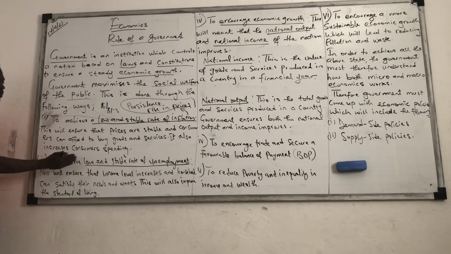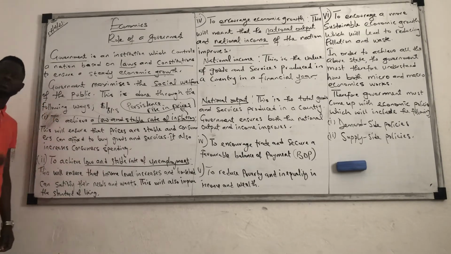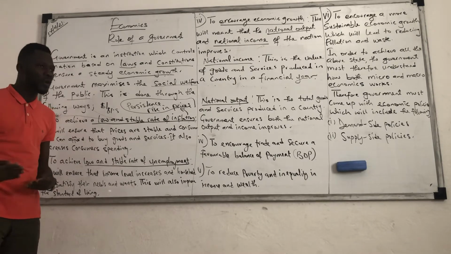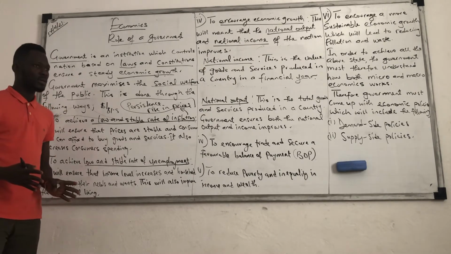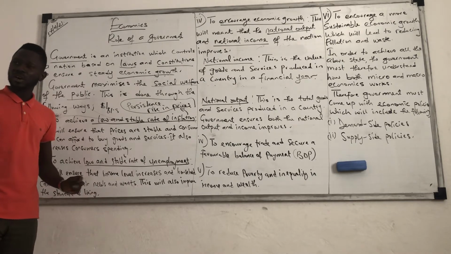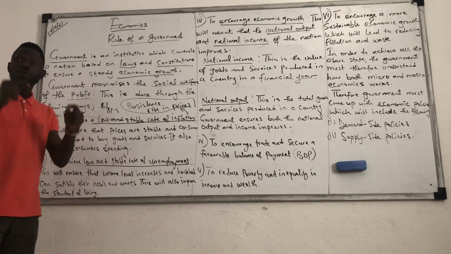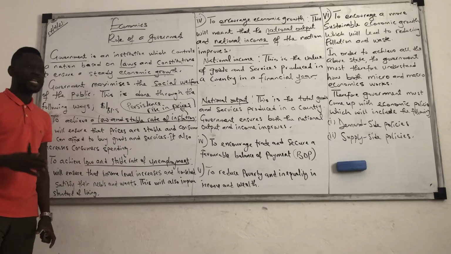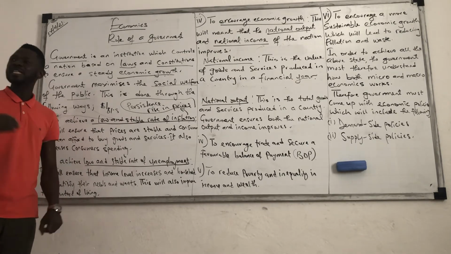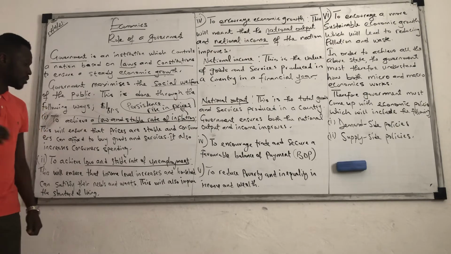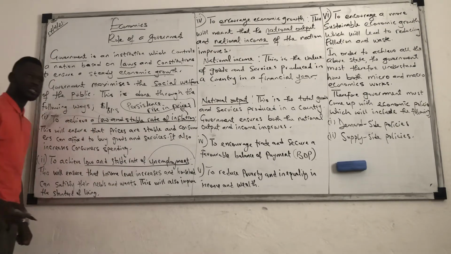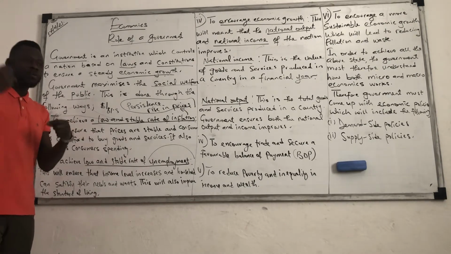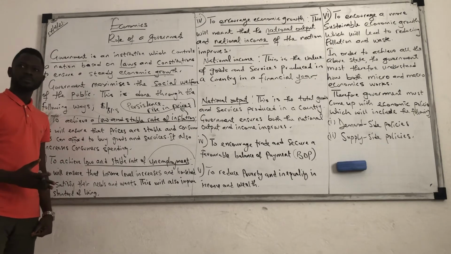The second one, to achieve low and stable rate of unemployment. What is unemployment? Unemployment is a situation whereby people that are willing, able, and qualified to have a job cannot get a job. Unemployment means that people who are capable and qualified to get a job, and are within the age to get the job, can't find a job. So when this happens in an economy, we call it unemployment. That means in a country, those that are capable, qualified, and willing to work are unable to get a job. That is unemployment.